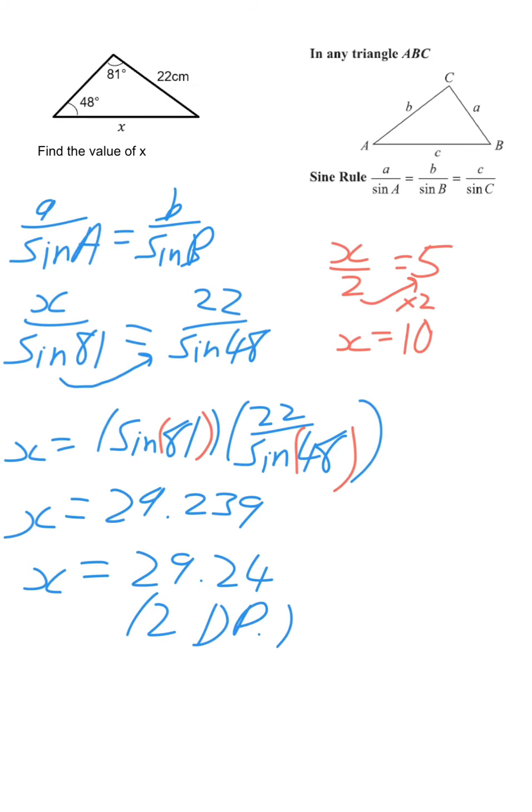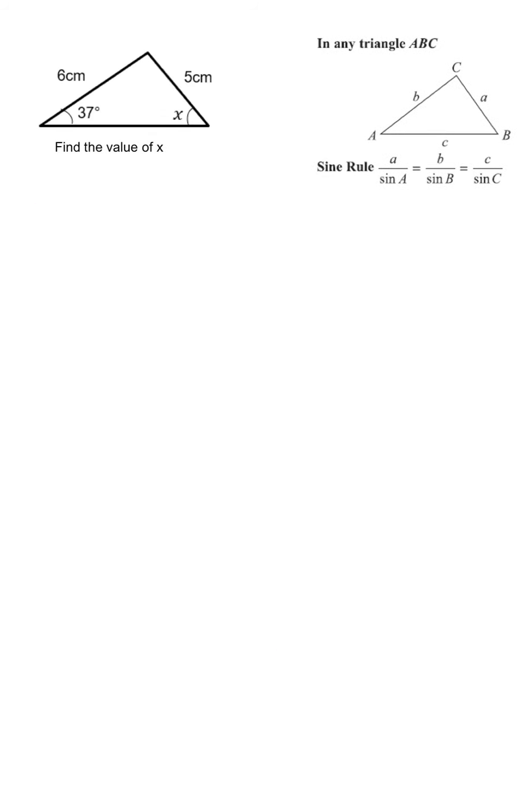Now let's have a look at finding an angle. So here we have to find the value of x, which is an angle. So you can see over here on the right, we have our sine rule, but if you're ever finding an angle, it's easier to turn your formula upside down. So what we'll do is we'll turn it upside down. So then sine A over a is equal to sine B over b.